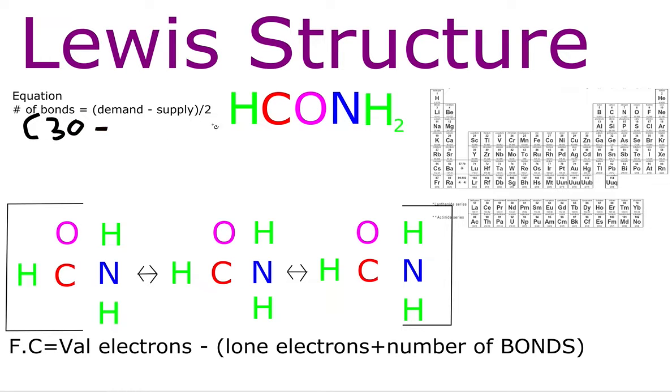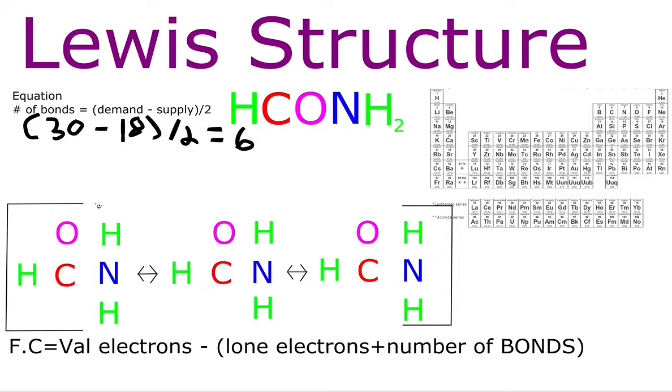Minus our supply, which is how many valence electrons each atom can actually contribute to the molecule. And we know hydrogen's in group 1, so it's 1 valence. We have a total of 2 hydrogen over here, so we can just write 2, because 1 plus 1. Carbon is found in group 14, so 4. Oxygen group 16, so 6. Nitrogen group 15, so 5. Add all these up, and that should be 18. We'll divide that by 2, and we'll find out 12 divided by 2 equals 6. So this molecule should contain 6 bonds.